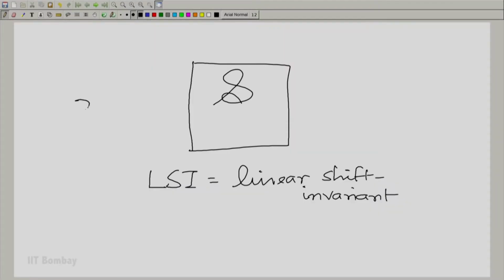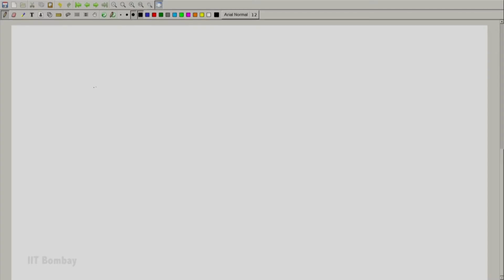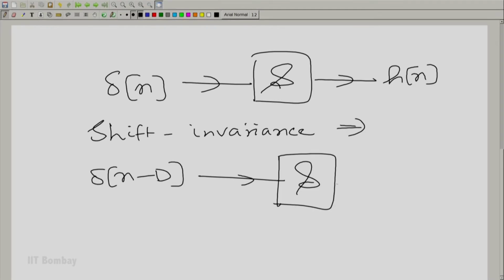So, we have this x of n being given to the system, and you have y of n, and in particular we know y of n for x of n equal to delta n, call it h of n. Now, let us first invoke one of the properties turn by turn. So, let me invoke shift invariance first. If I know that delta n produces h of n, shift invariance tells me delta n minus d produces h of n minus d for every possible d.